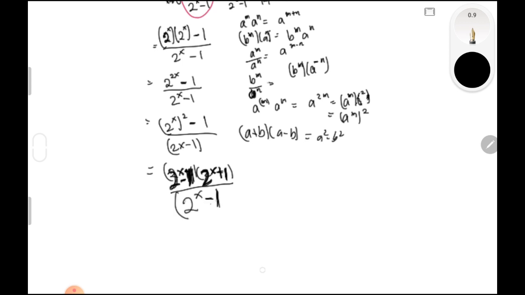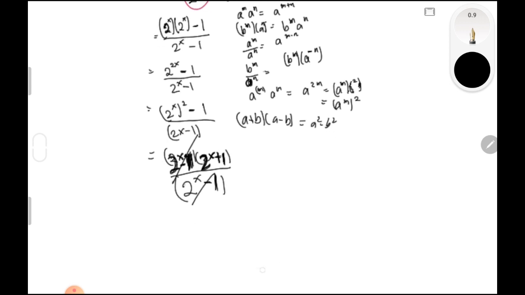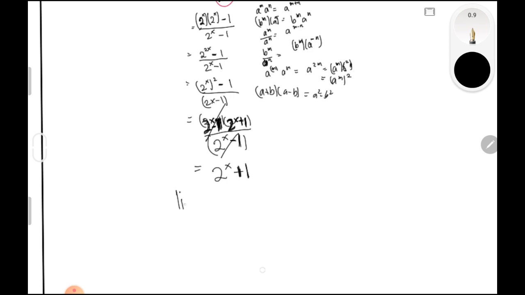Okay, so from this you can see that we will cancel out there, because 2 raised to x minus 1 divided by 2 raised to x minus 1 is equal to 1. So we'll have a value of 2 raised to x plus 1. Okay, so by further evaluating this limit, we'll have a value equal to the limit of 2 raised to x plus 1 as x approaches 0, which is 2 raised to 0 plus 1. So we'll have 1 plus 1 is equal to 2.